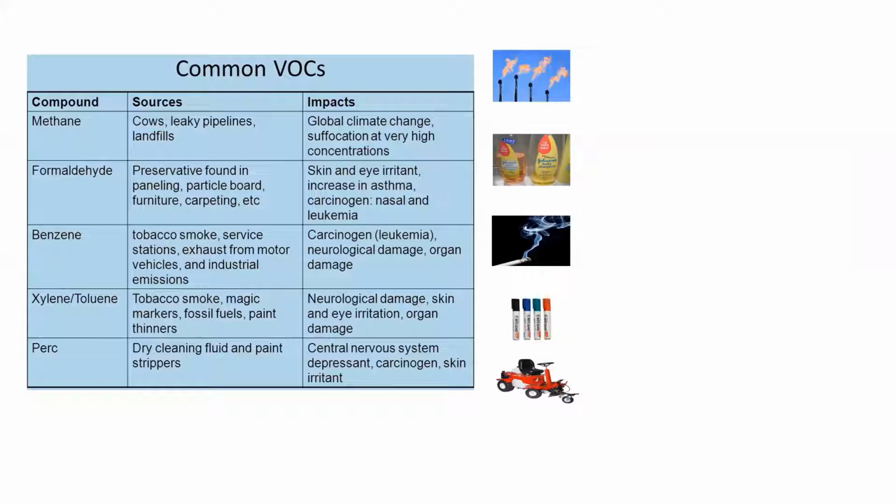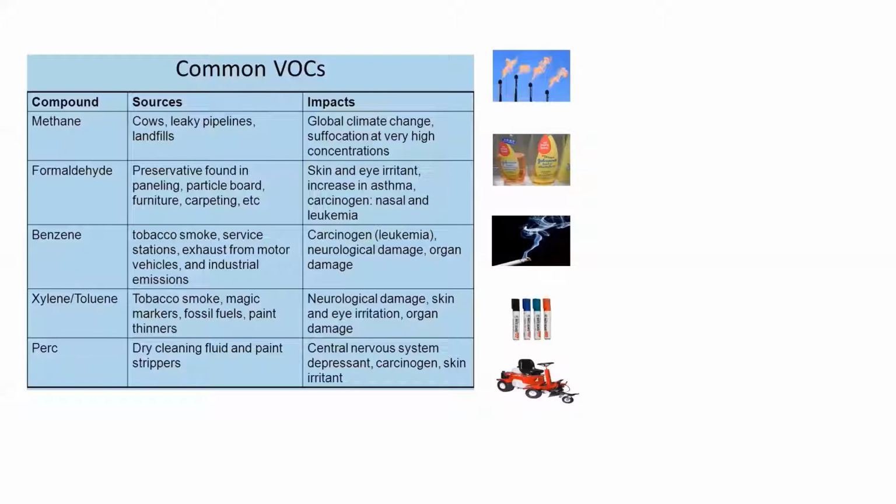Formaldehyde is a preservative found in paneling, particle board, furniture, and carpeting. So in our homes, actually. It causes skin and eye irritation, increased asthma, it's carcinogenic, nasal, and causes leukemia. And when we have these things around us in our apartments or buildings, because they're cheaper and easier, this is where we develop something called new building syndrome. Or even when you get a car, you feel like you want to vomit every time you're in it because of the smell of the plastic and the painted furniture. It's not even natural leather.